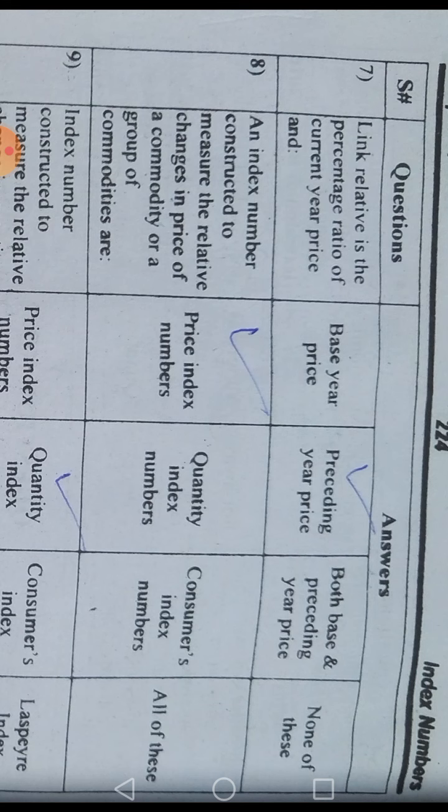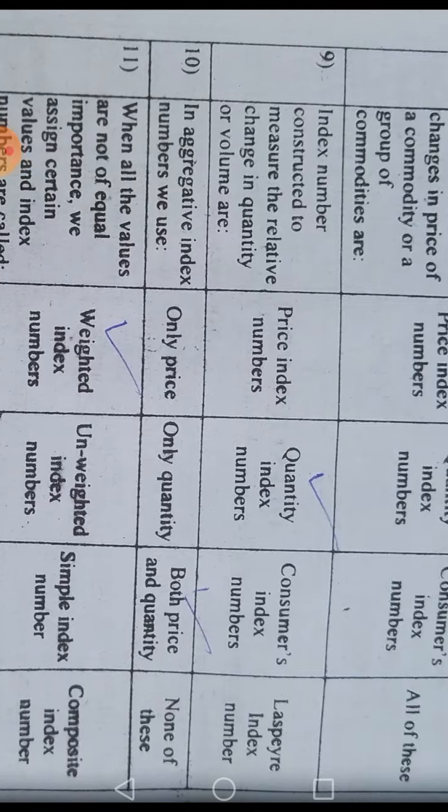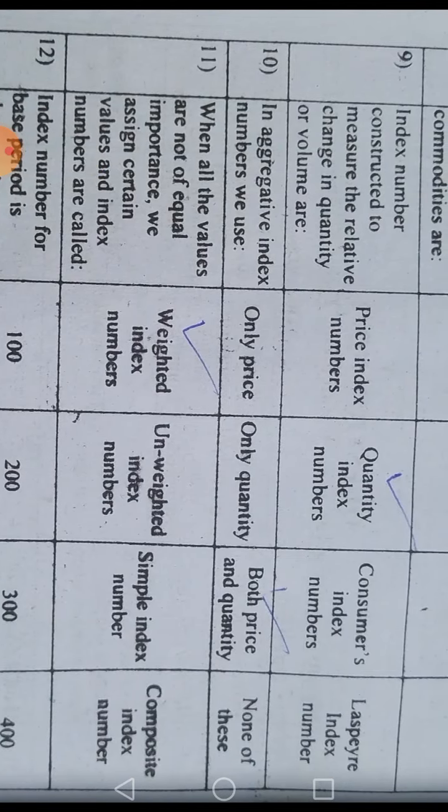An index number constructed to measure the relative change in the price of a commodity or a group of commodities is called a price index number. An index number constructed to measure the relative change in a quantity or volume is called a quantity index number. In aggregate index numbers, we use both price and quantity.